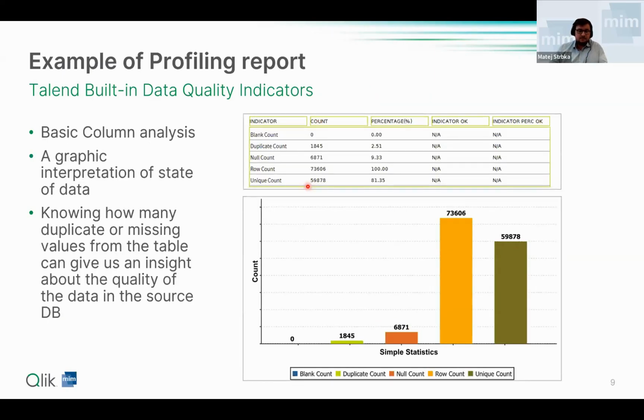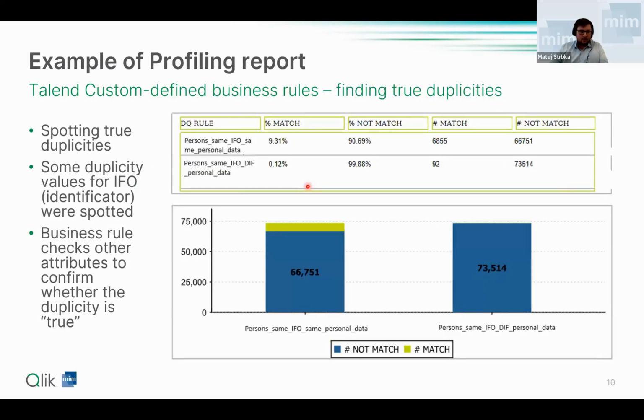Once we assessed the quality of data, we found out that in a certain table there were some duplicities in IFO, which is the current example. IFO is a unique identifier for a physical person. So in this particular table, we were not expecting duplicities. However, we found about 9% of the table have the same IFO, which is a duplicity.